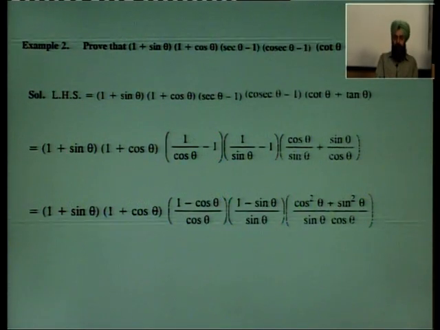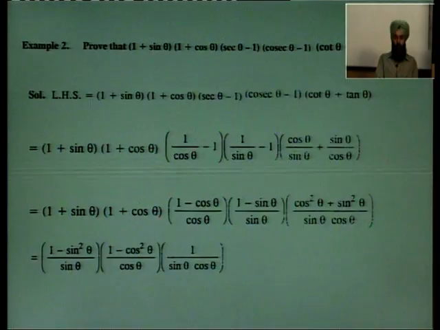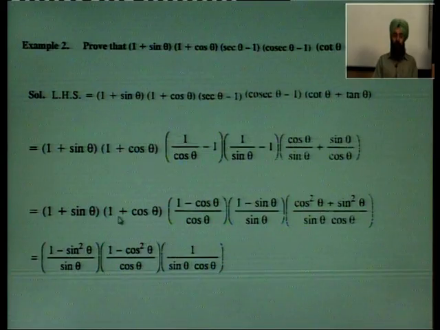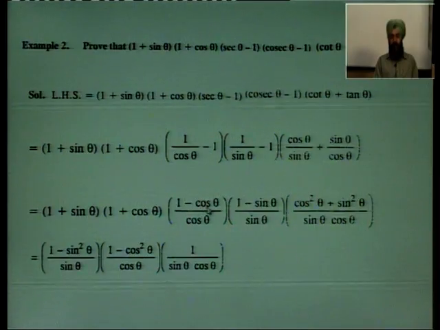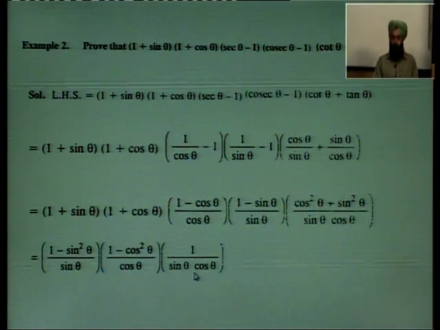So, it becomes 1 minus cos theta, 1 minus sine theta, and cos square theta plus sine square theta. By the trigonometric identity we know that cos square theta plus sine square theta is equal to 1, and for 1 plus sine theta and 1 minus sine theta, using a plus b into a minus b is equal to a square minus b square, it will be 1 minus sine square theta divided by sine theta, and 1 plus cos theta and 1 minus cos theta gives 1 minus cos square theta over cos theta, and the second one is 1 over sine theta cos theta, because we know cos square theta plus sine square theta is equal to 1.